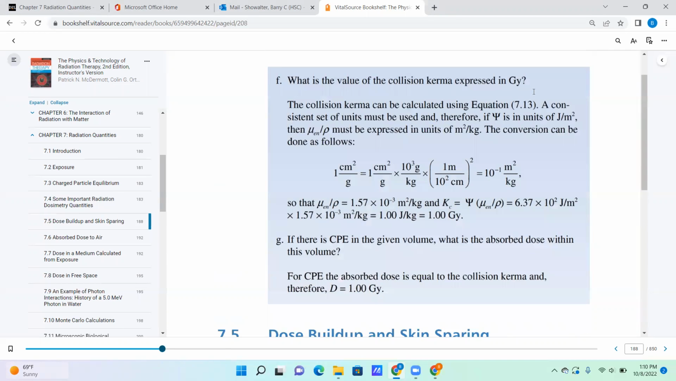So what is the value of the collision kerma expressed in gray? Collision kerma is calculated by equation 7.13. We need to use a consistent set of units. So we've got to make sure that we change all of these conversions here. So we're changing all of this to meters squared per kilogram, which is why we went through those exercises earlier. So mu sub en divided by rho is going to be equal to this, and collision kerma is going to be the product of these two. We've got this value here for psi. We now have the value of mu sub en divided by rho, and it equals 1 gray.